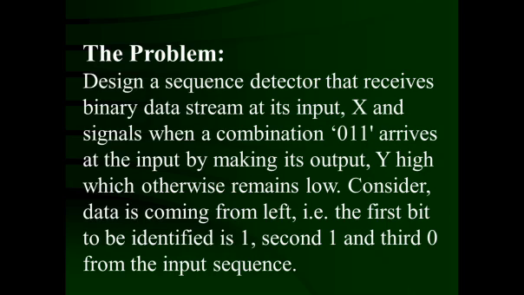But when the sequence is complete, that is, when 0 1 1 arrives at the input, then and only then does the output of the circuit go high, which signals that the sequence is detected. That's why it is called a binary sequence detector problem, which otherwise remains low. Consider data is coming from the left. The first bit to be identified is 1, the second bit identified is again 1, and the third bit identified is supposed to be 0 from the input sequence.